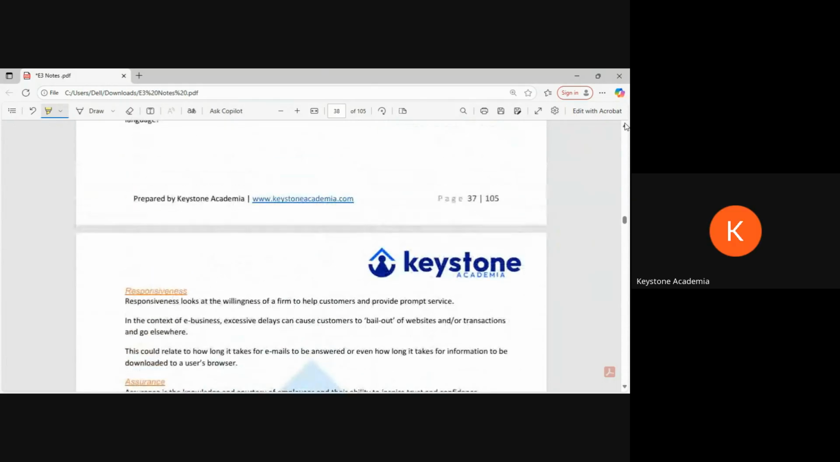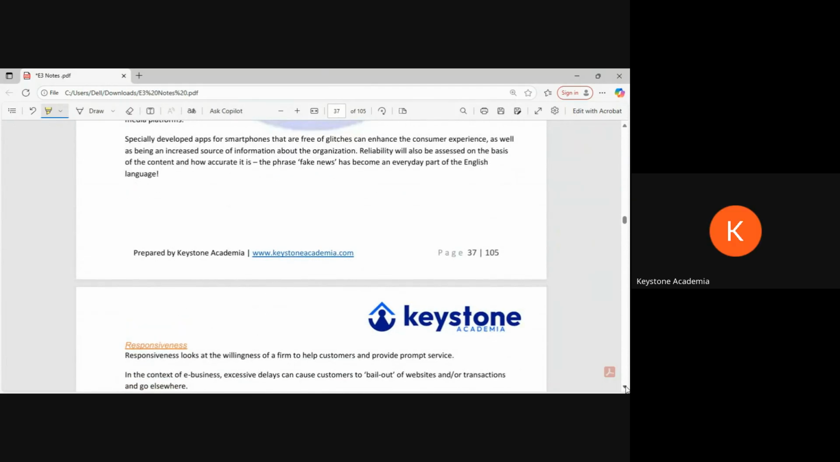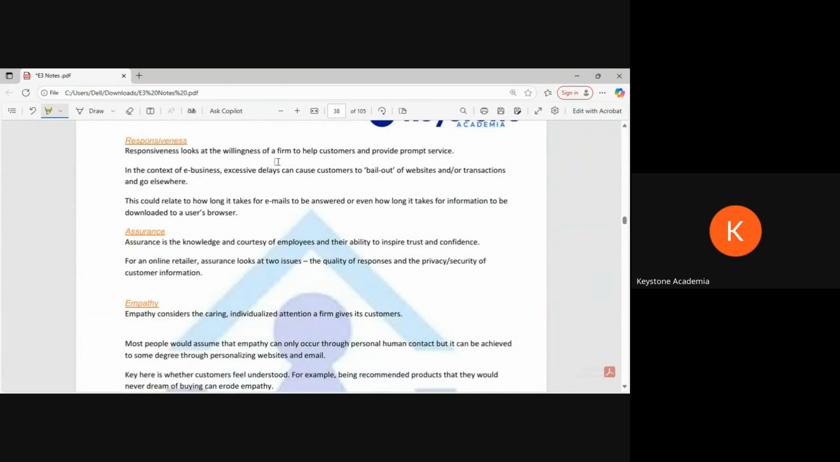Apart from that, if you go back to this question about dealing with customers, we have to be responsive, try to do prompt services. Assurance is the knowledge and courtesy of employees and their ability to inspire trust and confidence. Empathy is the caring, individualized attention a firm gives its customer.